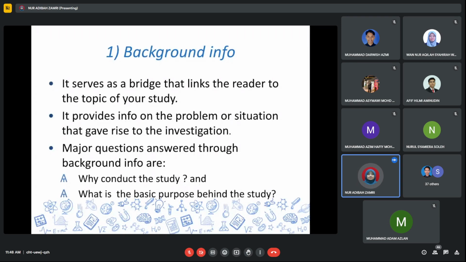Okay, so it serves as a bridge that links the reader to the topic of your study. So you can see the word bridge here. It provides info on the problem or situation that gave rise to the investigation. Major questions answered through background info are: why conduct the study and what is the basic purpose behind the study. Like we discussed before, basically you have to provide all the details about your topic. Let's say your title is about social media addiction, then you have to explain social media. What is social media? What is addiction?